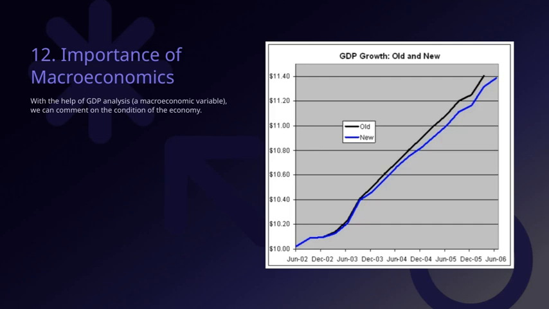Now, moving on to slide 14, let's talk about the role of GDP analysis. As a key macroeconomic variable, GDP helps us understand the overall health of an economy. When we analyze GDP, we're essentially looking at the total value of goods and services produced within a country over a specific period. This gives us a snapshot of economic activity.